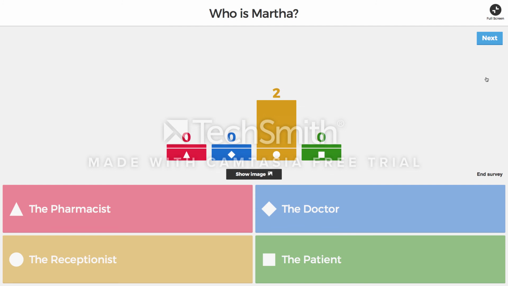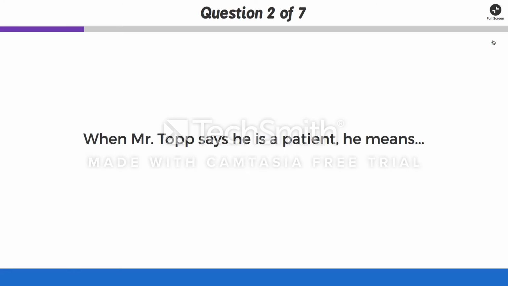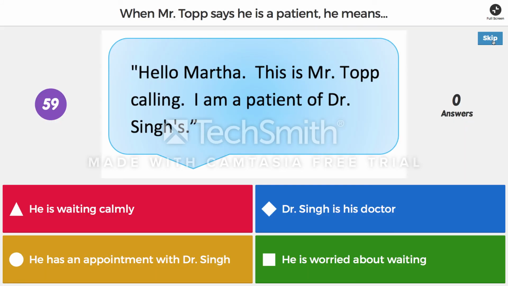Okay, and the answers are in, and it looks like everybody's on the same page here. You guys are correct. Martha is the receptionist. So we're going to go ahead and take a look at the next question that we have in the list. When Mr. Top says he is a patient, he means, well, let's read that statement again.